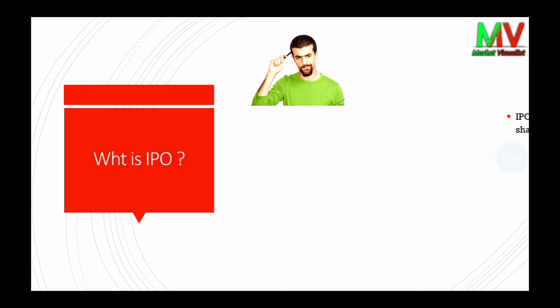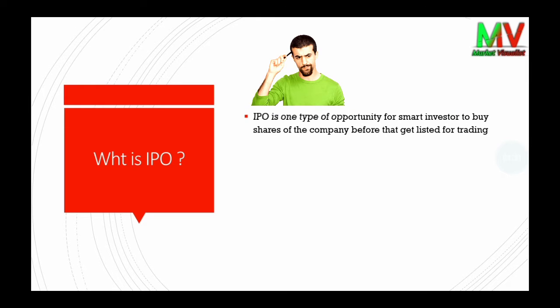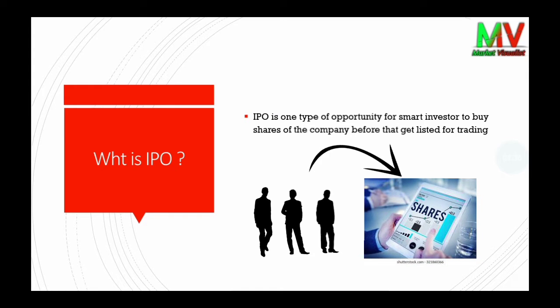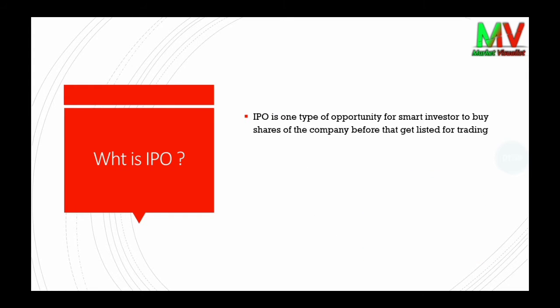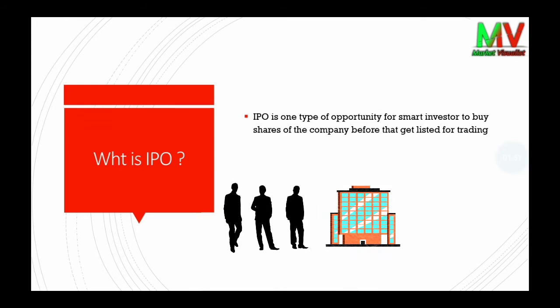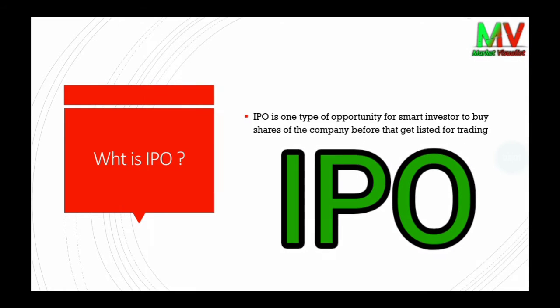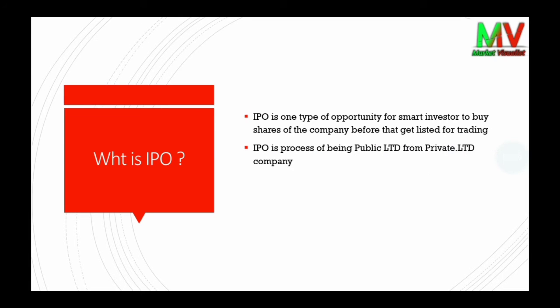Let's go to the second slide. Here we can see what is an IPO. IPO is one type of opportunity for a smart investor to buy shares of the company before they get listed for trading. Here they are saying that IPO is one type of opportunity for a smart investor, meaning the investor who knows that the company is good and will give good returns on listing, and after listing the company will perform well to get extra good returns. So the smart investors who invest in the IPO get handsome returns.